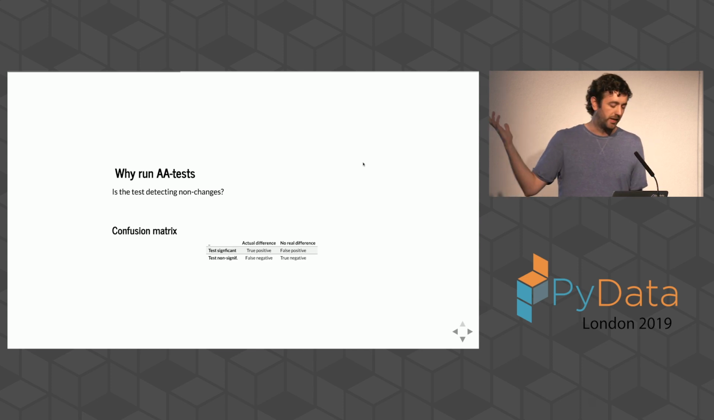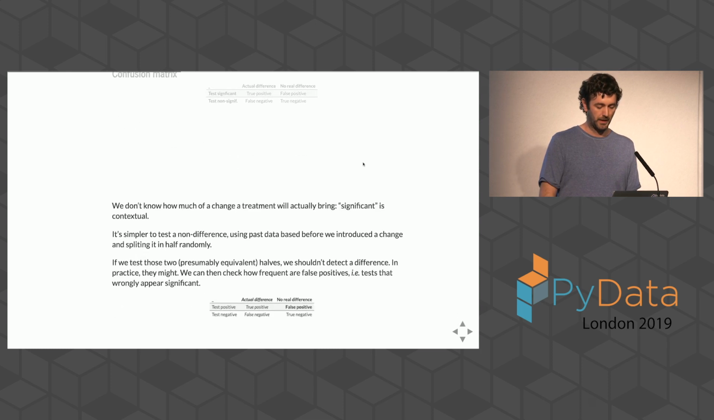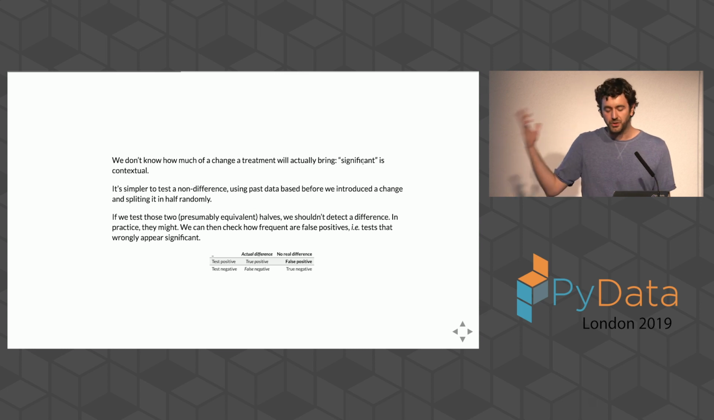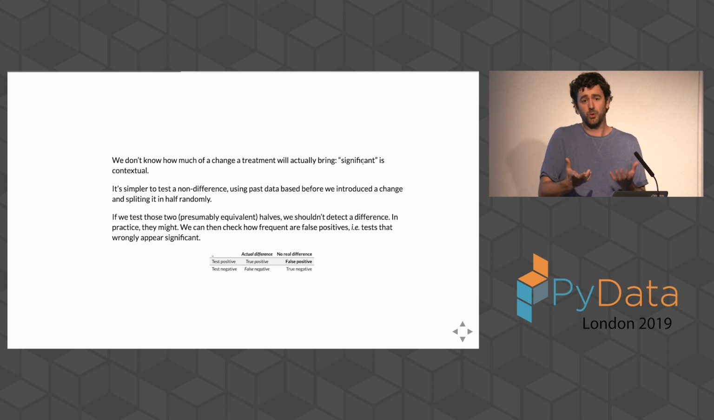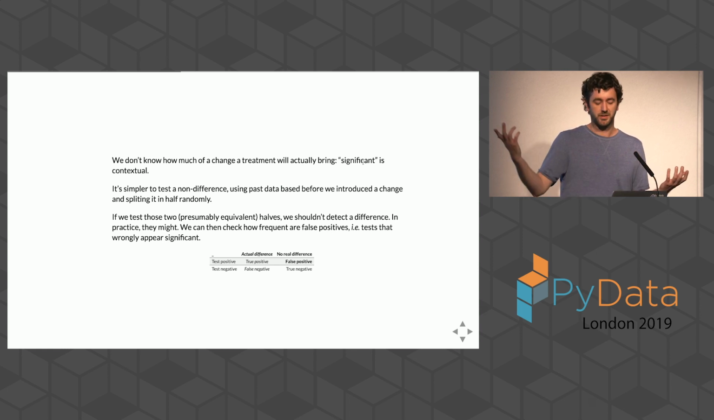And we can look at this by doing a confusion matrix. If you have a test and the result gives you that there is significance, there is a difference between control and alternative, but in fact there isn't, then that's a false positive. If there actually is, then that's a true positive. And the same thing for the non-significant results. So with the A/A tests, what you can measure is the false positive rate. You know that there is no real difference because you're showing the same thing to one and another. If you conclude that there is a difference, then that's a false positive.